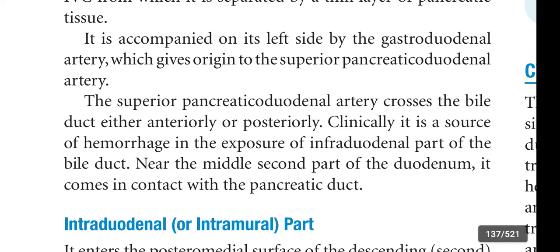Clinically, it is a source of hemorrhage in the exposure of the infraduodenal part of the bile duct near the medial second part of the duodenum. It comes in contact with the hepatic duct.